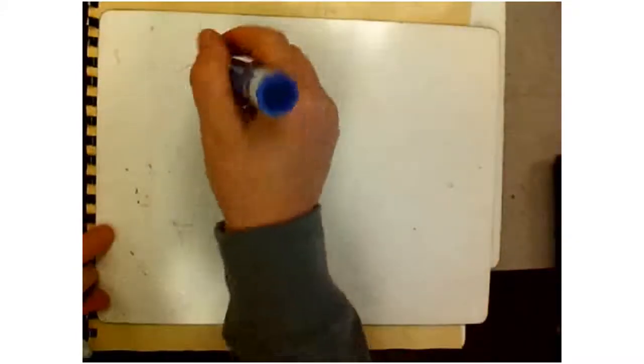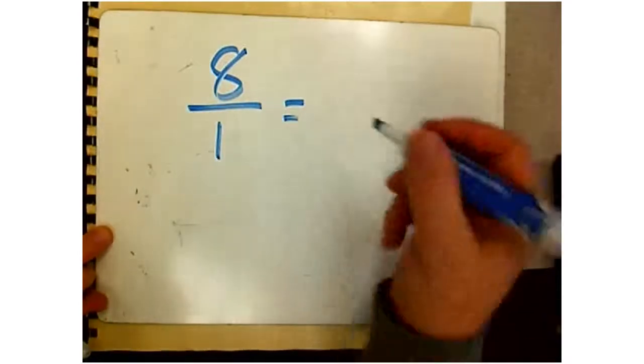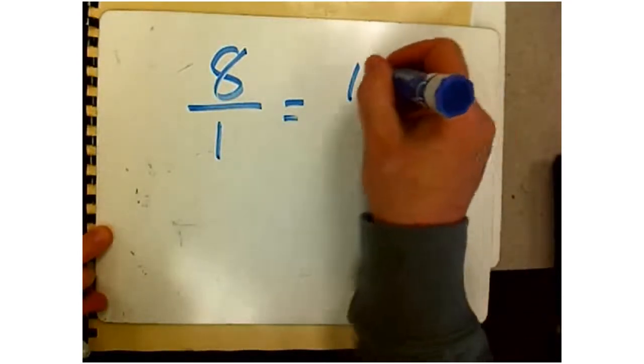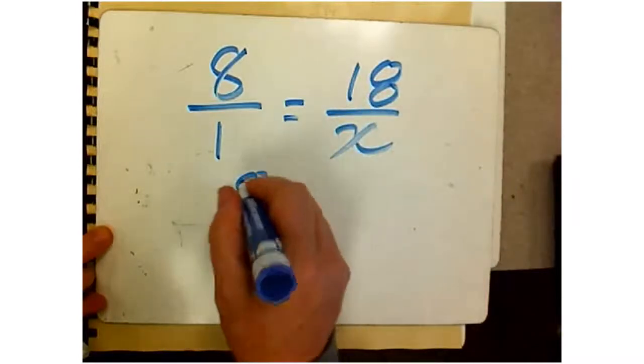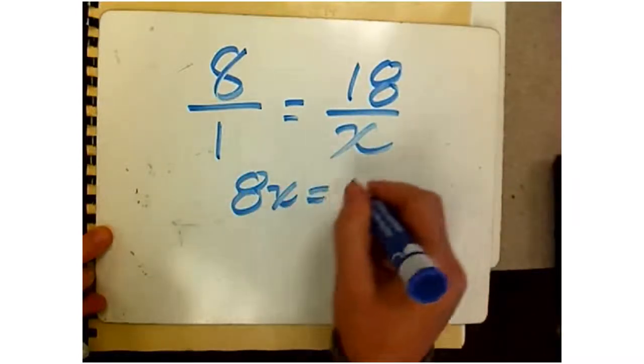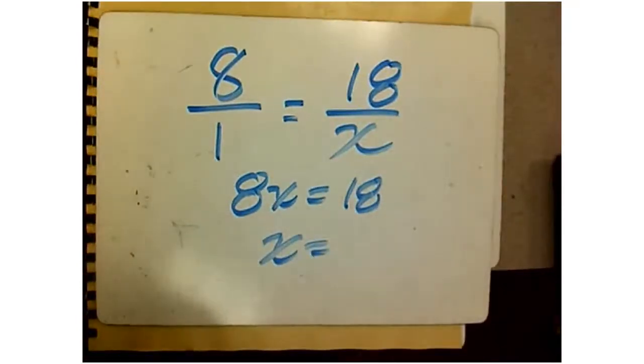All right, so we do 8 to 1 again, and our other side was 18. So 8 to 1 as 18 is to x. So you get 8x equals 18. X equals, how many times does 8 go into 18?